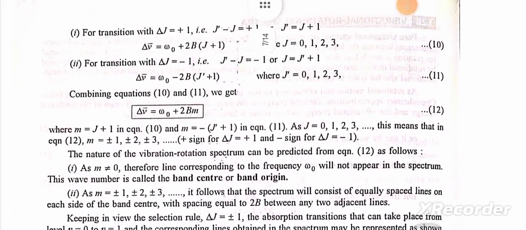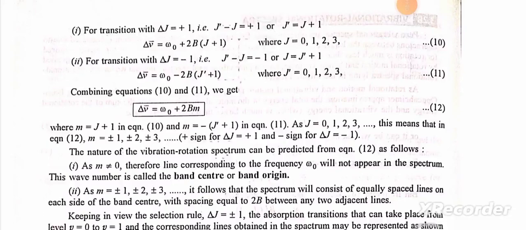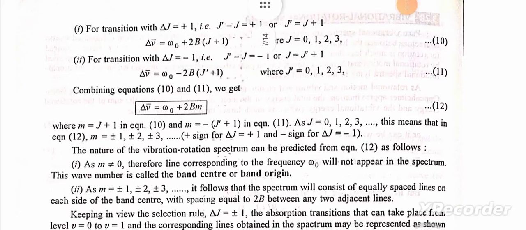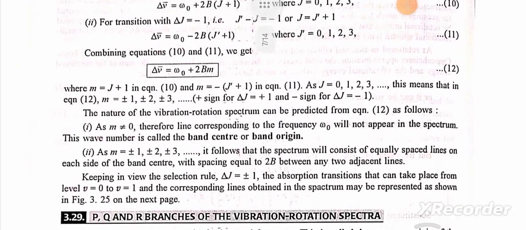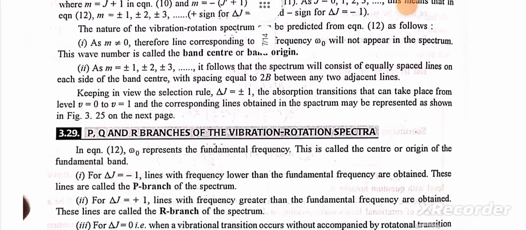For transition with delta J plus 1, delta ν bar equals ω naught plus 2B(J plus 1), and for transition with delta J minus 1, delta ν bar equals ω naught minus 2B(J dash plus 1). Combining these equations, we get delta ν bar equals ω naught plus 2Bm.